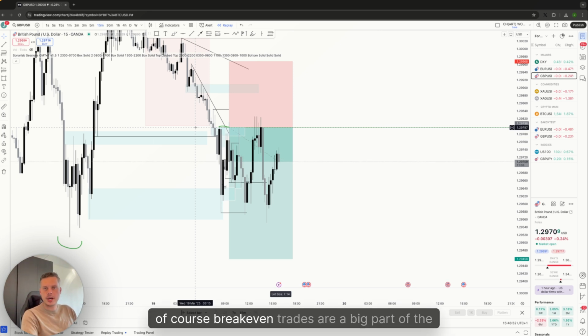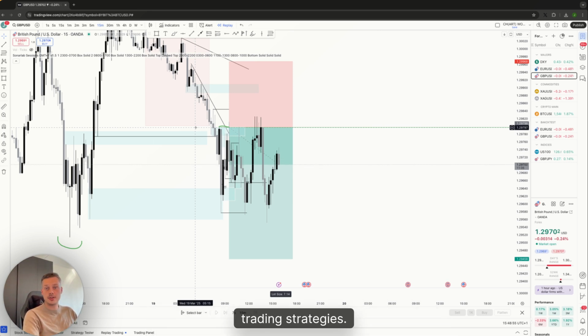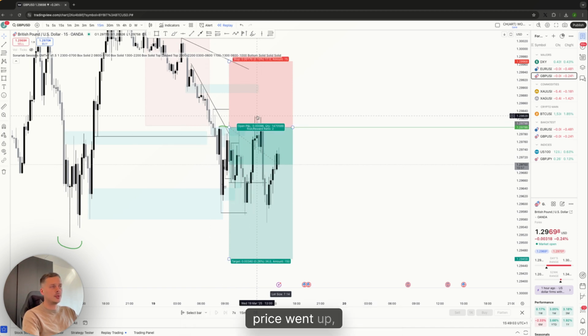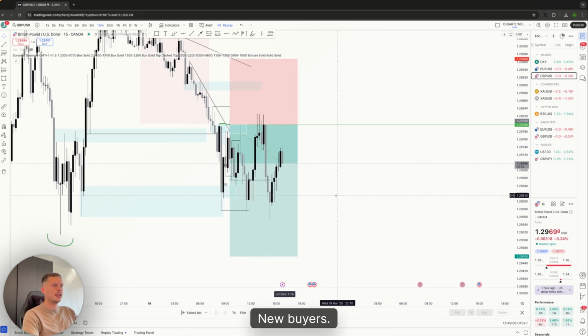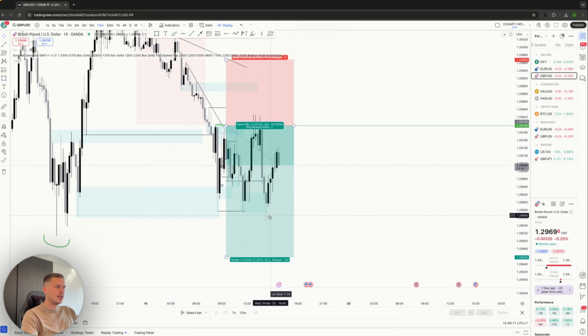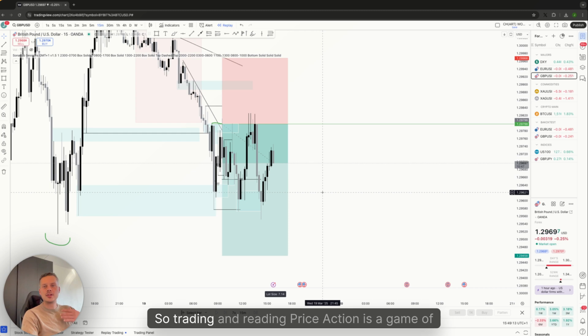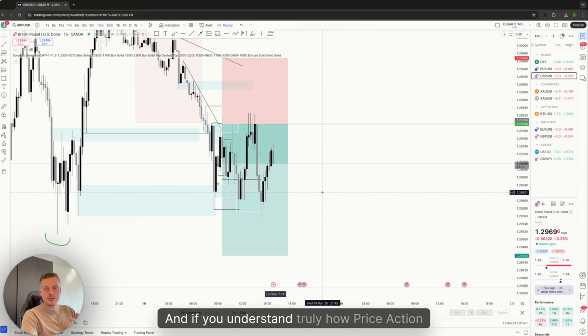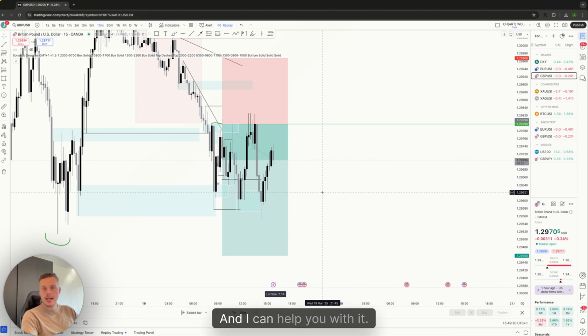And yes, of course, break-even trades are a big part of trading strategies. For every trading strategy, you have break-evens, you have losses, you have wins. And it's so obvious that, all right, price went up again, induced what? New buyers. What happened to those buyers that went in on the last demand zone? They got taken out again. So trading and reading price action is a game of understanding who's getting in, who's getting induced, who's getting swept. And if you understand truly how price action develops and you can master that, you will be such a profitable day trader in the future. And I can help you with it.